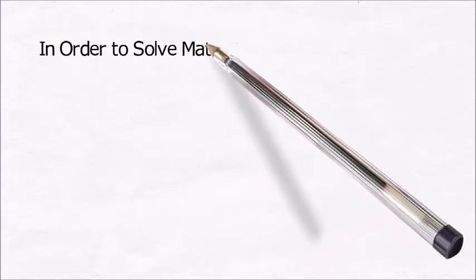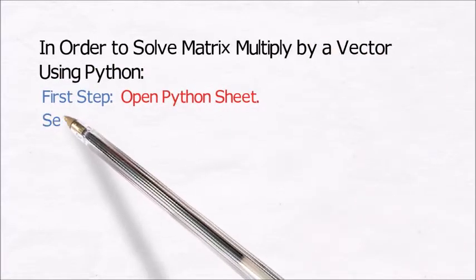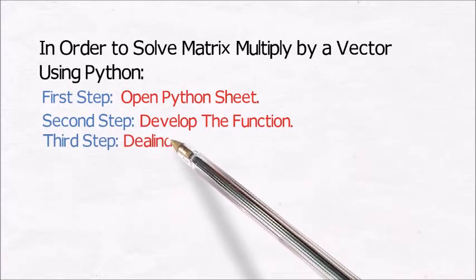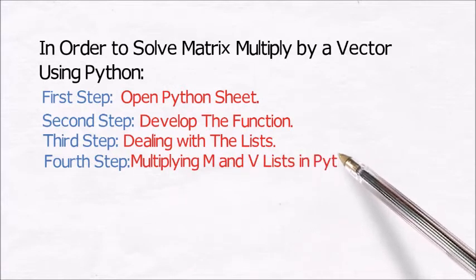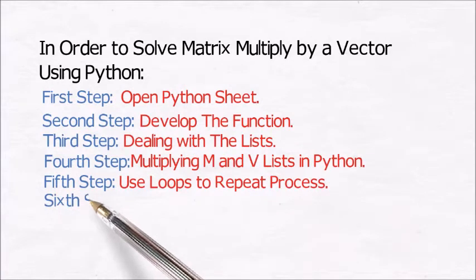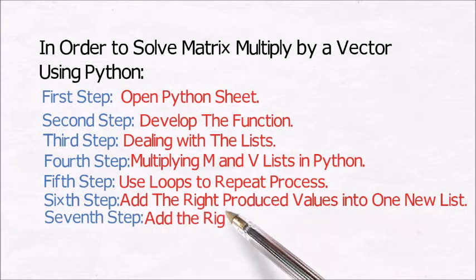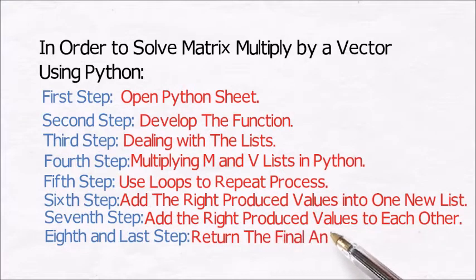In order to solve a matrix multiplication by a vector using Python, first step, open a Python sheet. Second step, develop the function. Third step, dealing with the lists. Fourth step, multiplying M and V lists in Python. Fifth step, use loops to repeat the process. Sixth step, add the right produced values in one list. Seventh step, add the right produced values to each other. Eighth and last step, return the final answer.